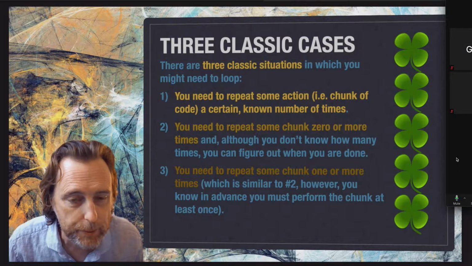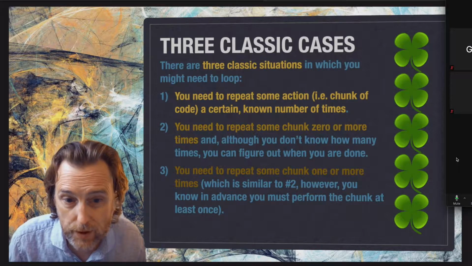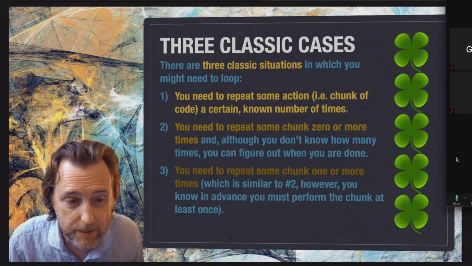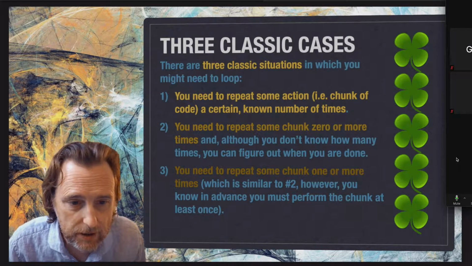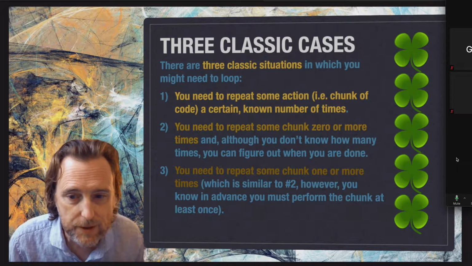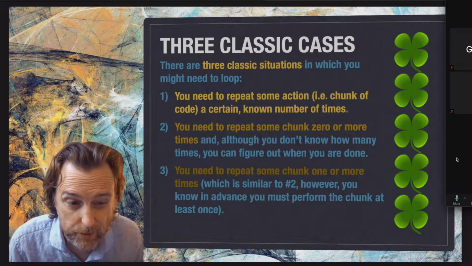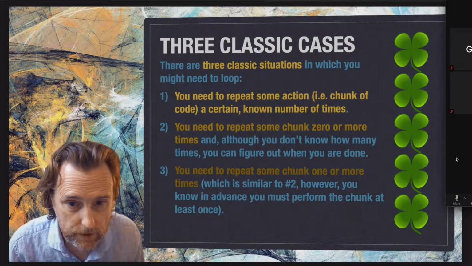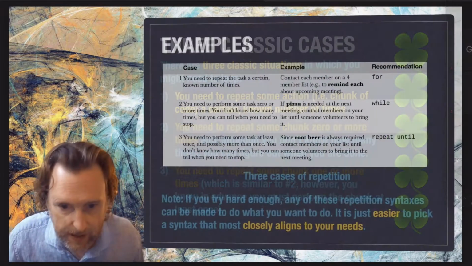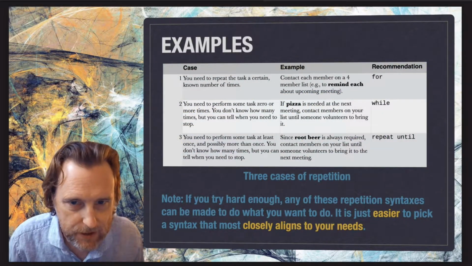Scenario 2 is you need to repeat some chunk of code 0 or more times. You don't know how many times, but you can figure out when you're done using some Boolean logic. And 3 is you need to repeat some chunk 1 or more times, which is really similar to number 2, except the difference is it's 1 or more instead of 0 or more. I have examples of each.